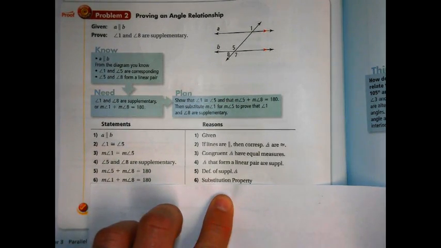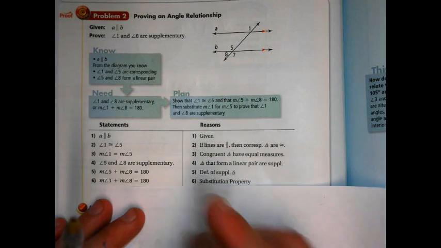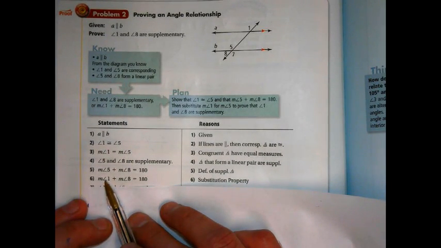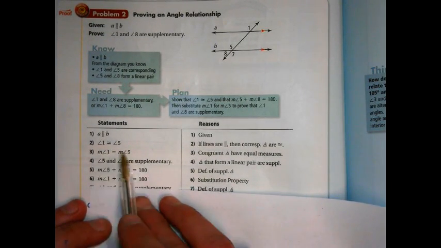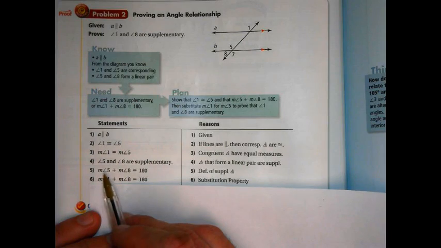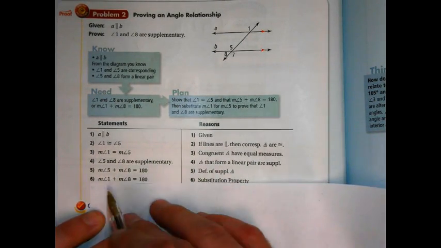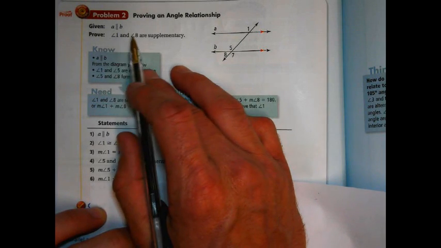Look what just happened. I want you to see this. We can substitute angle 1 for angle 5. Why? Because we can use substitution. And why would we want to say this line to begin with? Because look back up, what are we trying to prove? That they're supplements. And now we are done, basically.